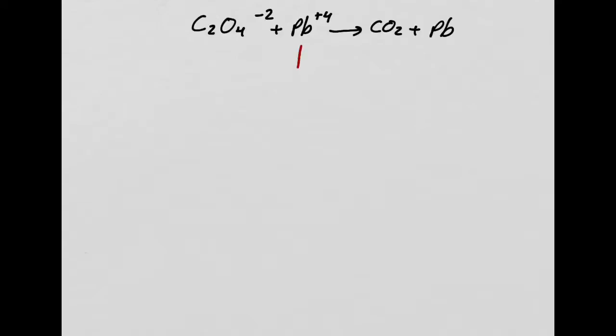So, Pb over here, the charge was plus 4. When I give you a charge, that's the charge it has. Over here, Pb has no charge. It's by itself. It's the elemental form. So the charge is 0.